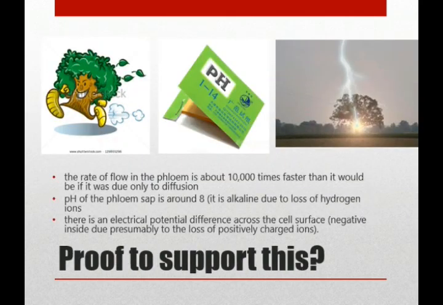What is the proof to support this? The rate of flow in the phloem is about 10,000 times faster than it would be if it was only due to diffusion. The pH of the phloem sap is around 8, so it is alkaline due to the loss of hydrogen ions. There is an electrical potential difference across the cell surface, which is negative inside, presumably due to the loss of positively charged ions.